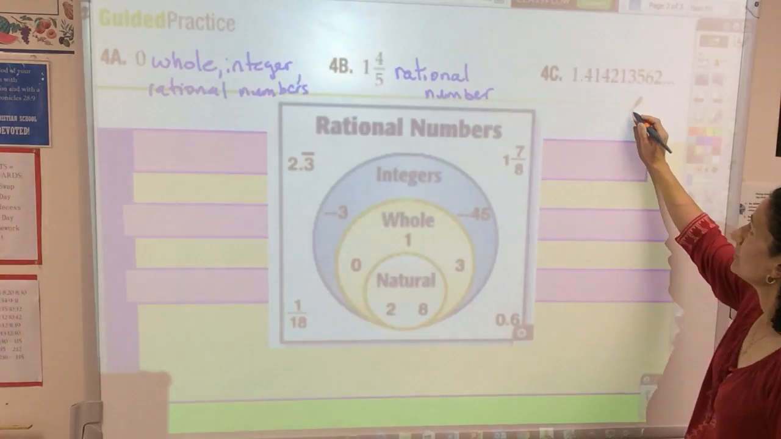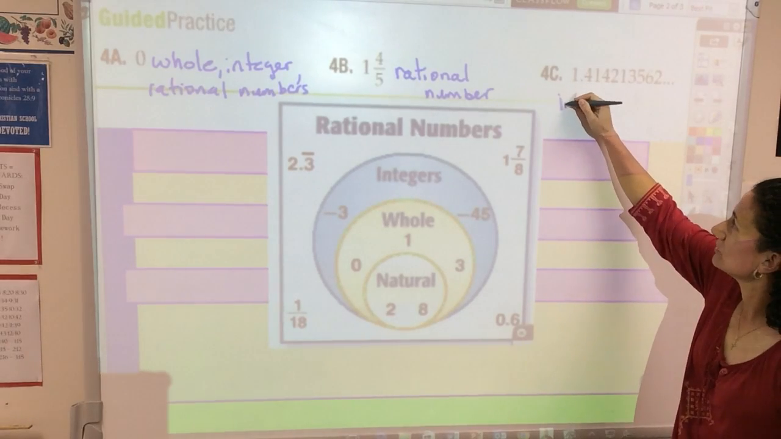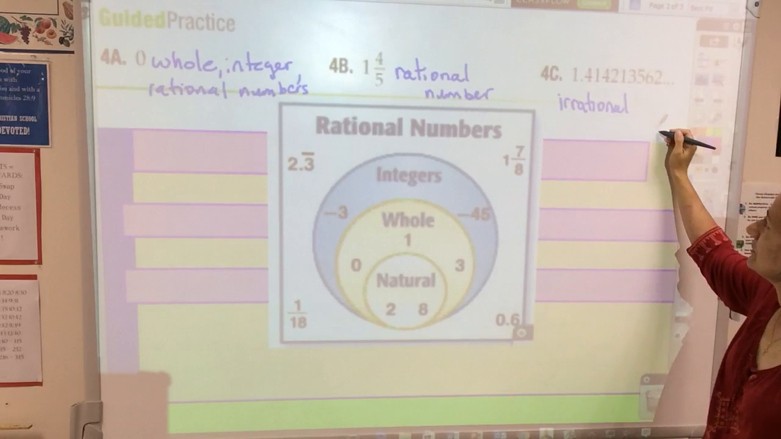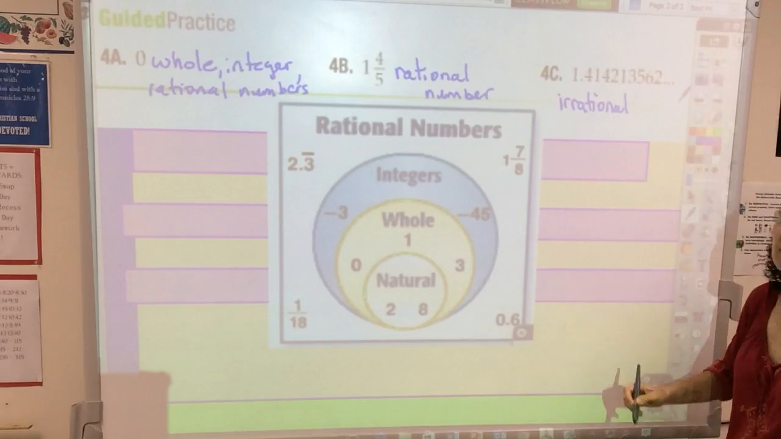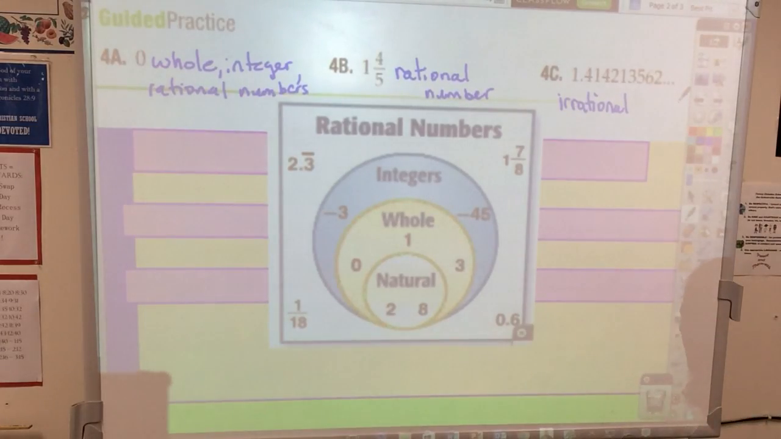All right, and the last one, this hopefully you saw, is an irrational number. It's irrational because even though it is a decimal, it has this dot, dot, dot, which means it goes on and on and on. It does not end, it does not repeat.